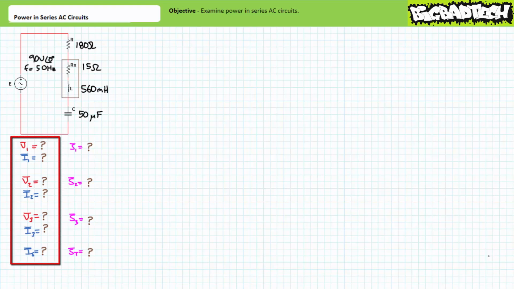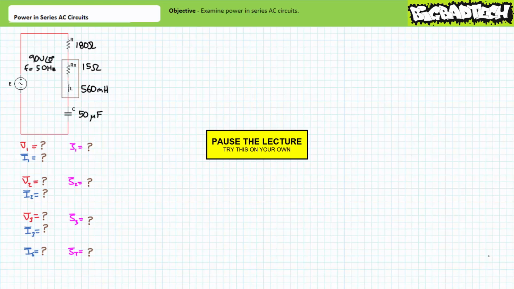Stage 1 of this illustrated example problem necessitates we solve for the voltage drop across each element, the current through each element, and the source current. Once we've got these values, we'll move on to stage 2 and then examine power distribution within this series circuit. By all means, pause the lecture and try stage 1 on your own. If you're tracking, you should have obtained the following results.